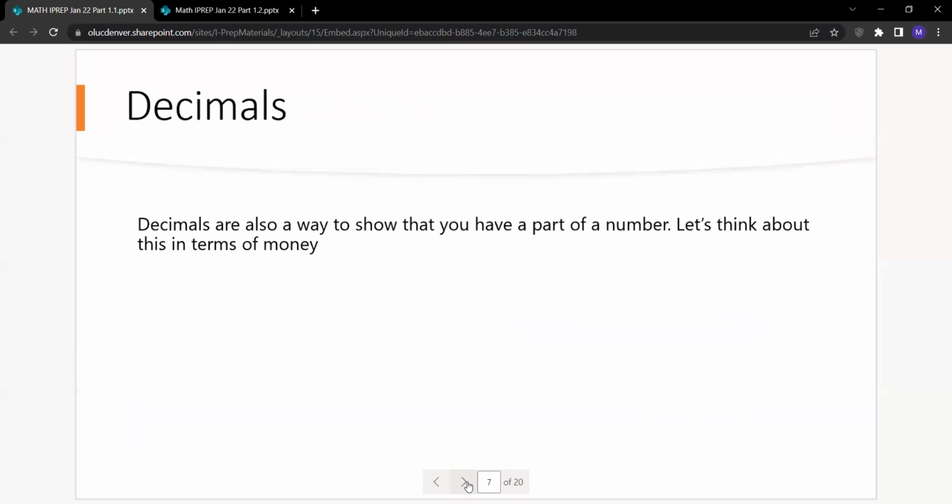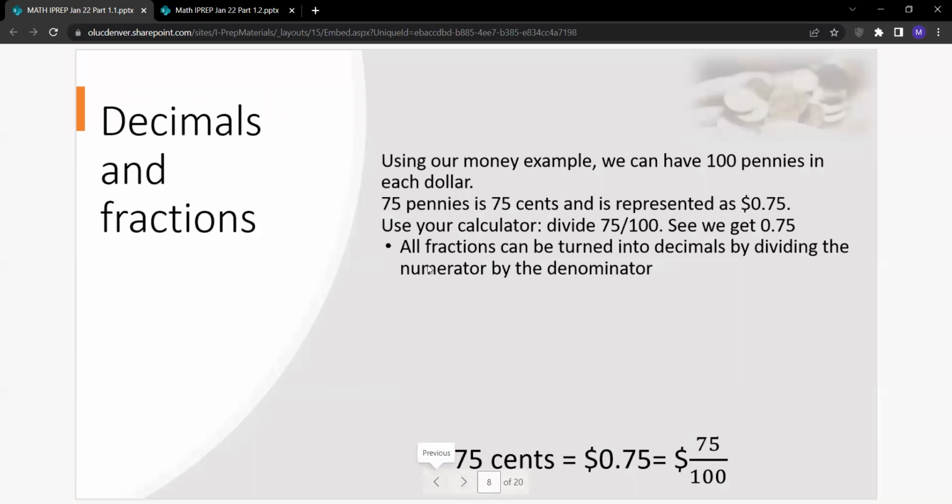So let's move on to something else, decimals. We talked about fractions and how fractions can represent those values in between numbers. But now we can also talk about decimals and how decimals do the same thing. Decimals are also a way to show that you have a part of a number. And the way we usually think about decimals is in terms of money. For our example, we have 100 pennies in each dollar. So if we have 75 pennies, that's 75 cents, and we represent that as 0.75.